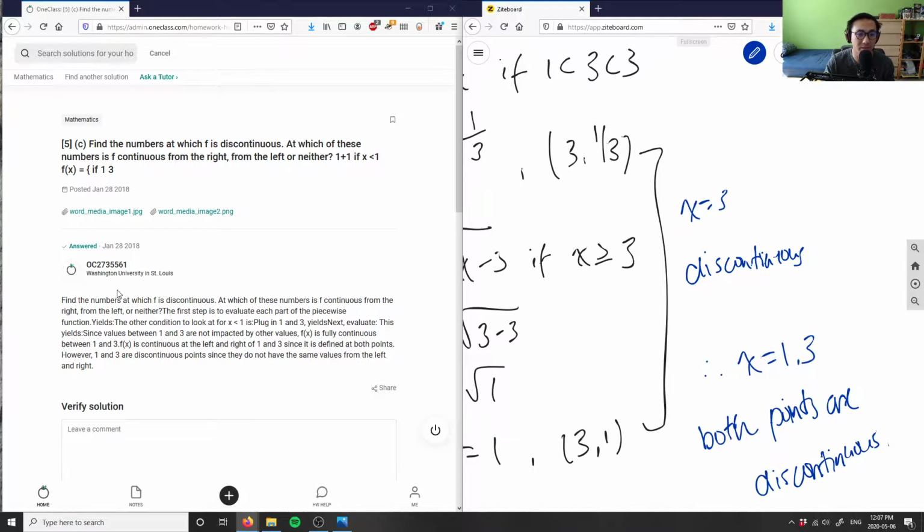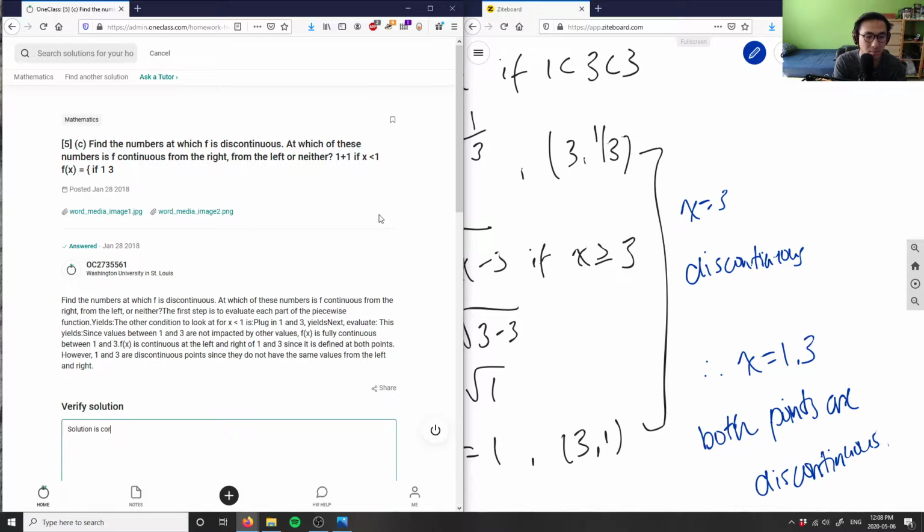So the answer is saying find the numbers where f is discontinuous. As you can see here, they plugged in the 1 and 3 into their piecewise functions, and f of x is fully continuous between 1 and 3. However, it is discontinuous at 1 and 3. There are discontinuous points, right? So at every other point besides 1 and 3, the function is continuous. So you can say that the solution is correct.